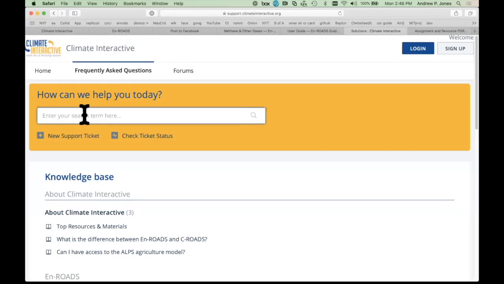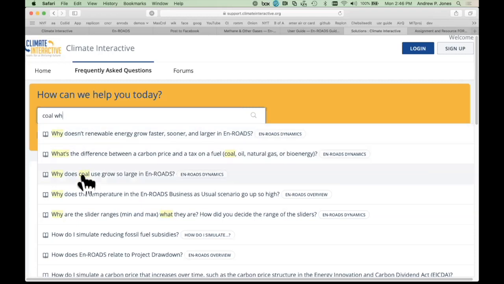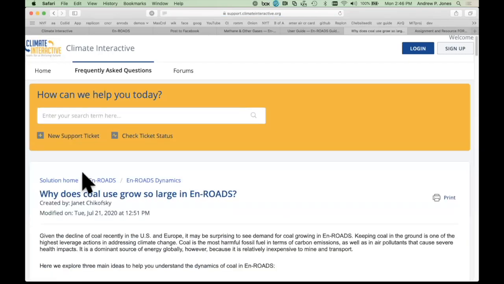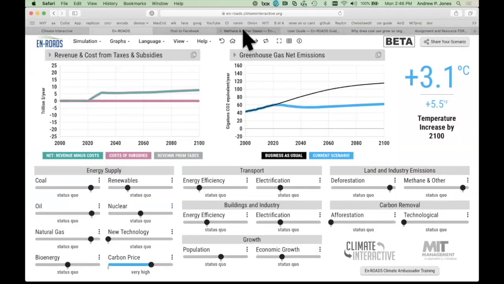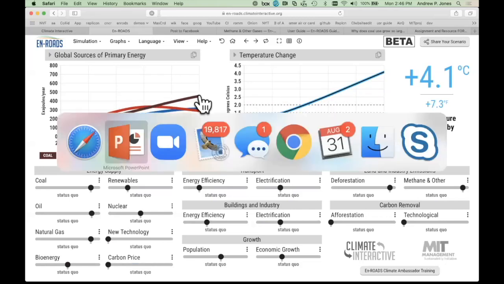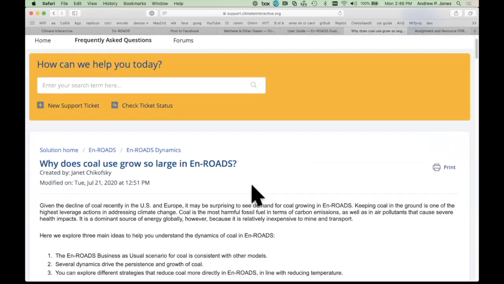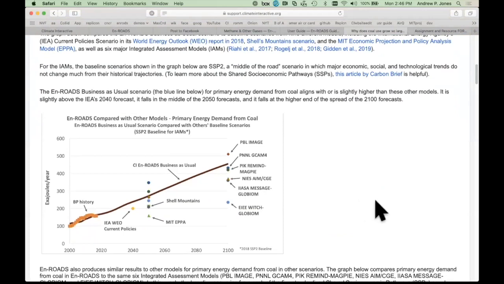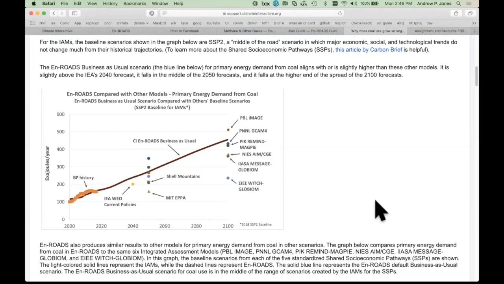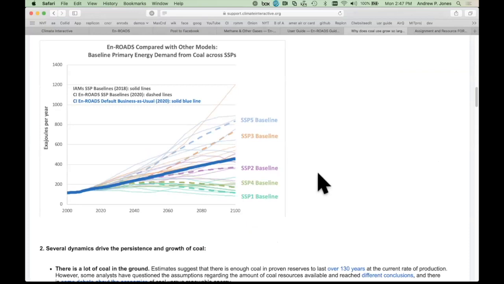For example, coal. Why does coal grow so large in En-ROADS? Some people would say, oh my gosh, I thought coal was dead. Drew, what the heck? Why is coal growing that much? Well, here's why we think coal is going up that much. There's a nice little article that Janet wrote that says what's going on, and it shows our calibration of coal against the other integrated assessment models, showing where we sit relative to Shell's forecast and the IEA forecast, and where we sit next to the SSPs, et cetera.